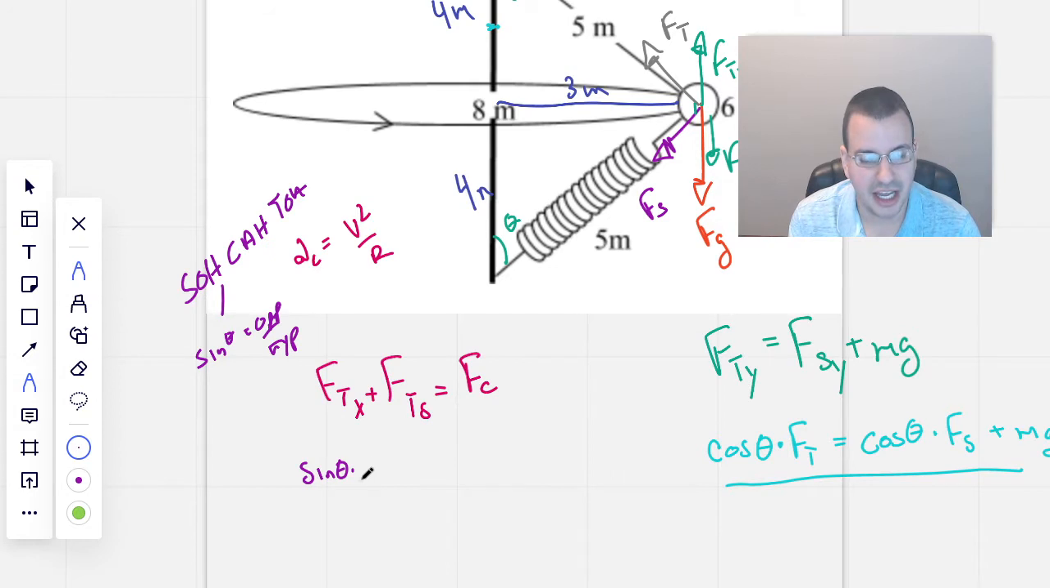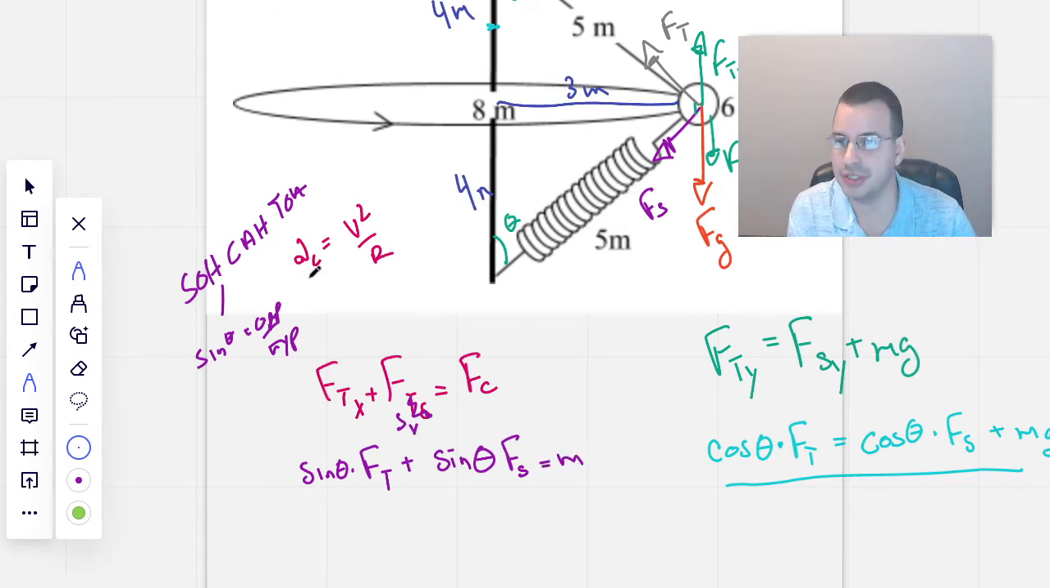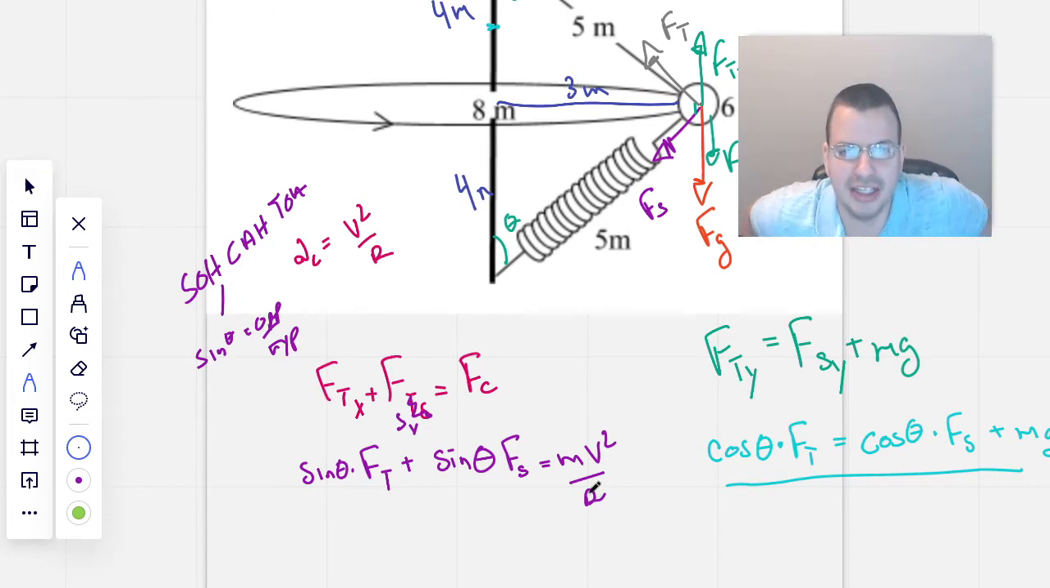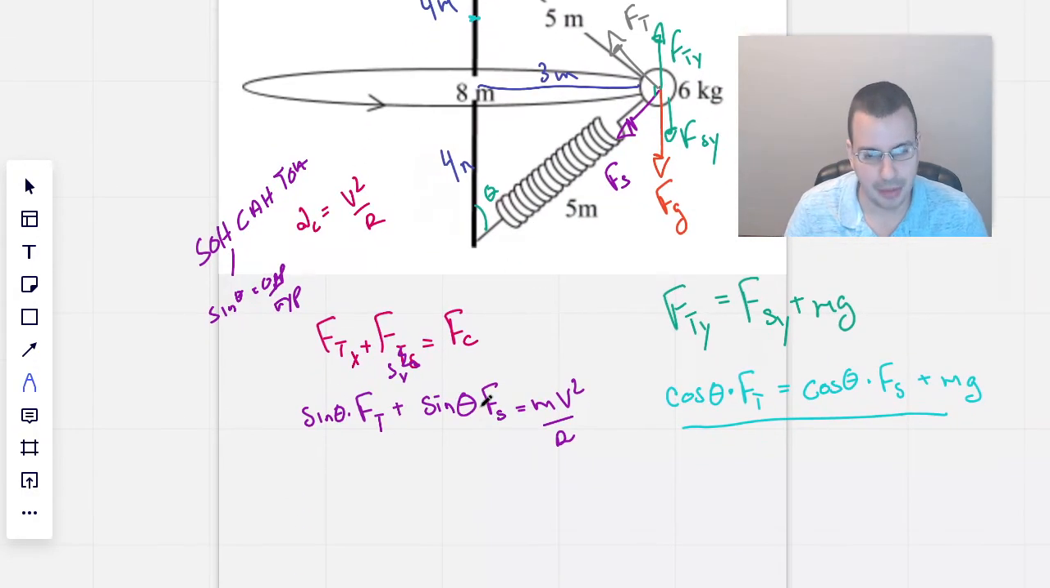Force tension x is sine of theta times force tension plus sine of theta, same theta, well, different theta, but they're equivalent, times force spring x, there we go, equals mass, because we're going to do mass times acceleration, that gives us the force, and it's centripetal, so v squared over r. So now we know that r is 3 meters, since it's this length right here. We know v, because it was given in the problem. And we know the mass, so we know everything on that part.